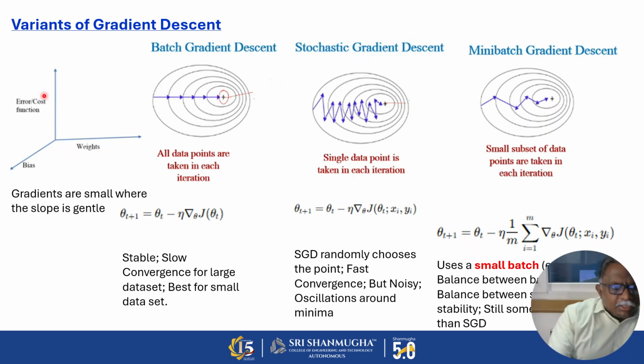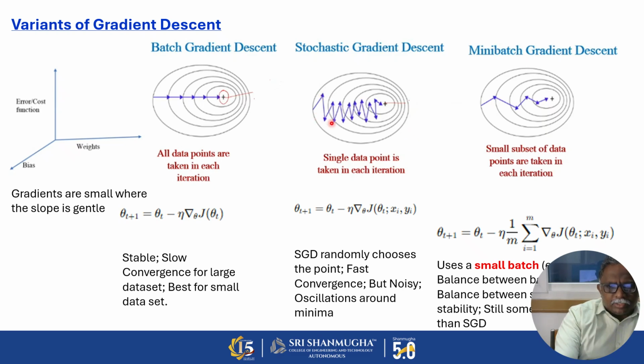Basically, the gradient descent approach reduces the cost function by changing the parameters, the weights. This is a 2D plot, basically a contour plot. As I said, in batch gradient descent, all the points are taken for the iteration, and we apply the loss function to update the weights. So here we consider all the data points, whereas in stochastic gradient descent, we consider only one data point in each iteration, randomly selected.